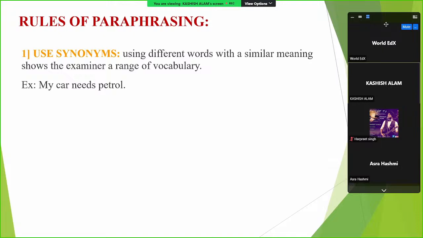For moving further, rules of paraphrasing. When I talk about the rules of paraphrasing, the first one is the use of synonyms. Use different words. Here is an example. It says, my car needs petrol. Think of what you can say: my vehicle, or to be specific, you can just say my car requires fuel. That would be a much more specific word for paraphrasing.